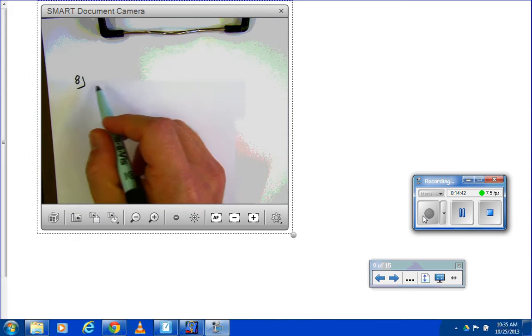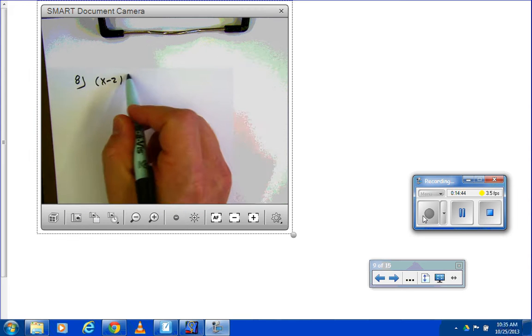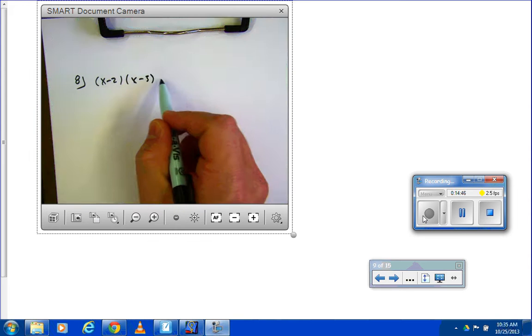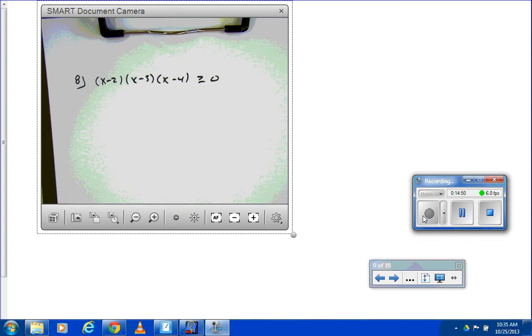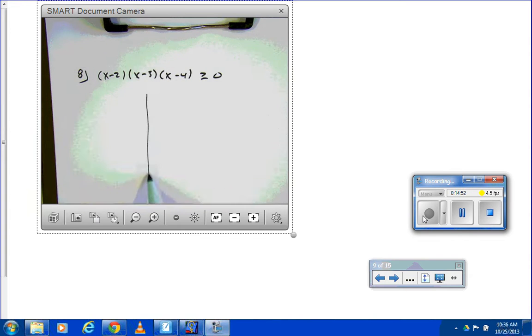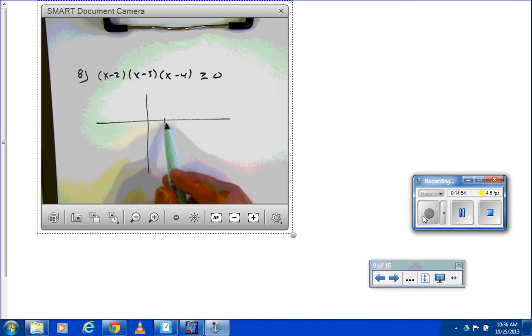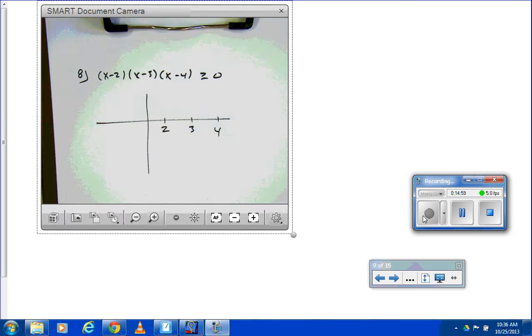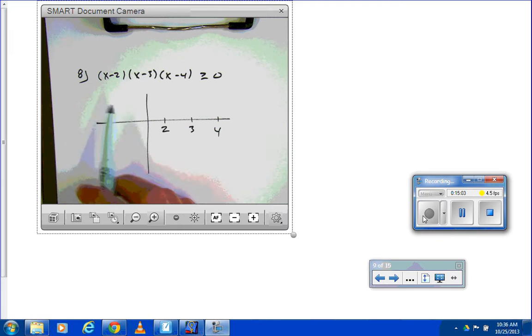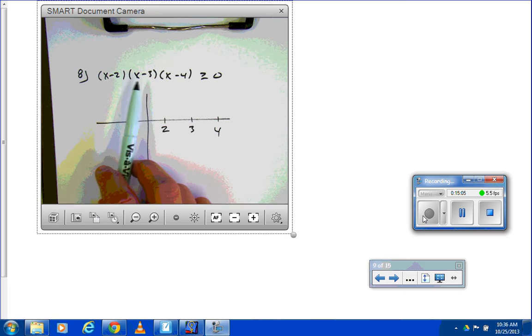So you had (x minus 2)(x minus 3)(x minus 4) is greater than or equal to 0. I can pretty much go straight to the graph because it's already factored. You've got zeros of 2, 3, and 4. But now, what would be the end behavior? Yeah, x cubed. Y'all see where it would be x cubed?